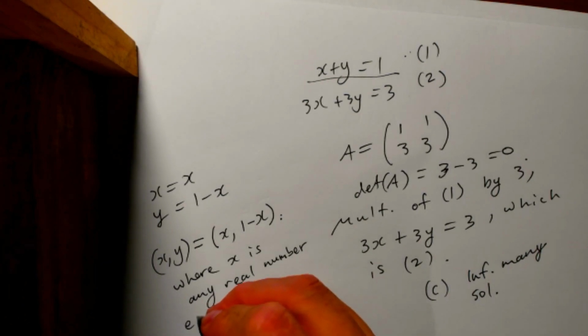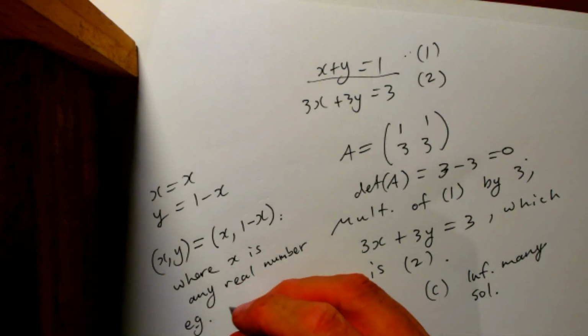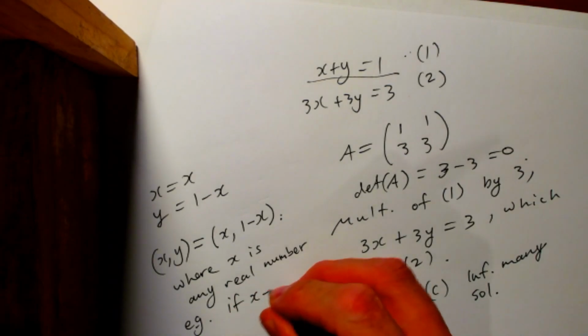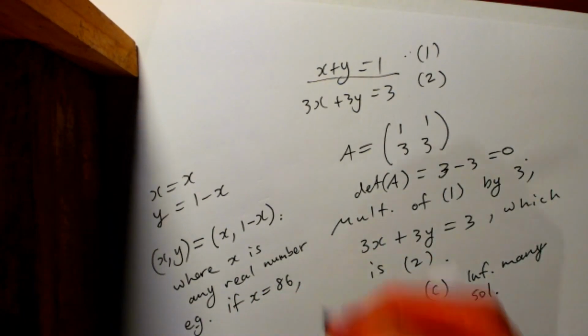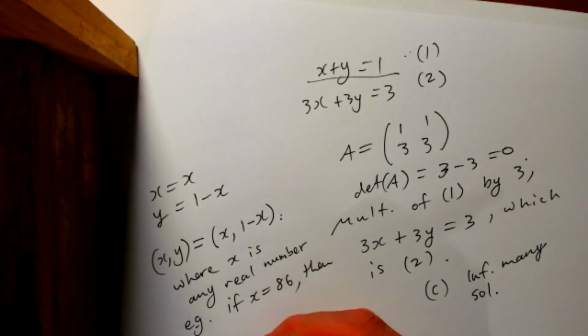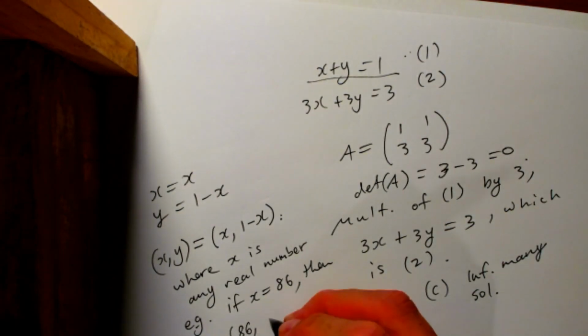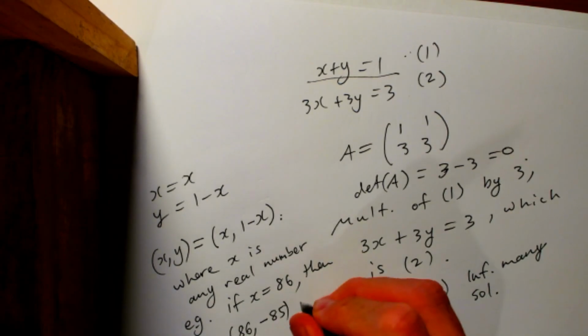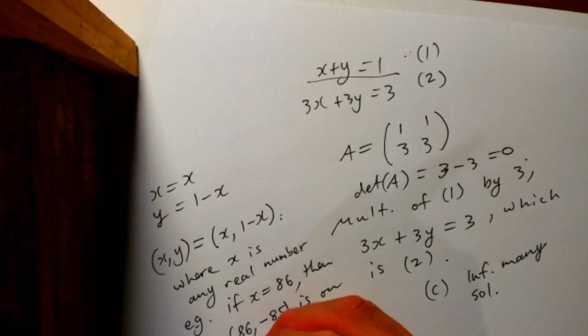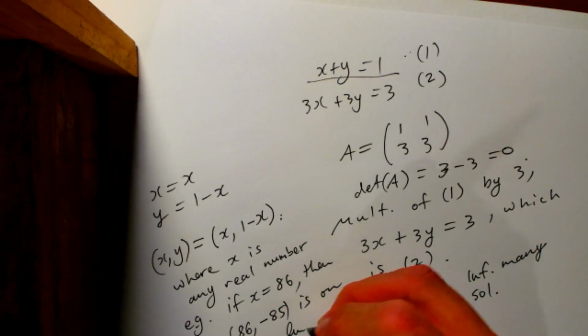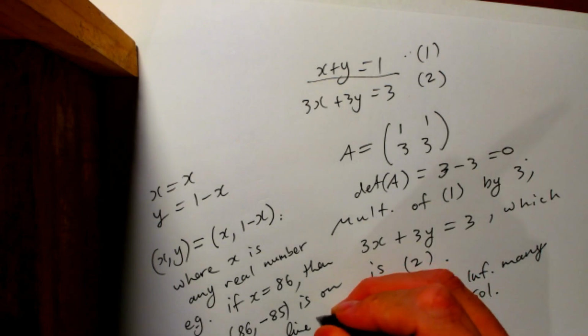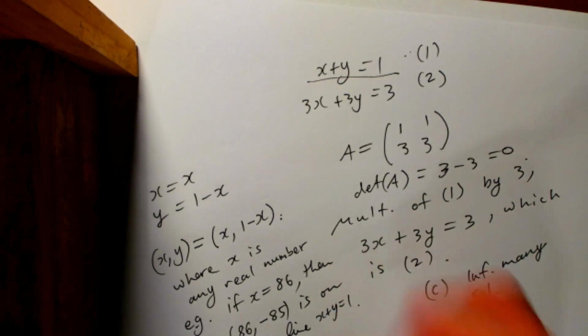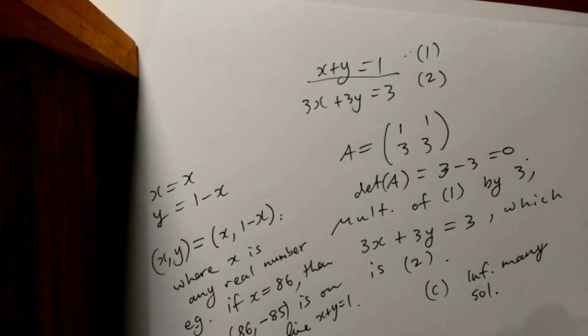For example, if x is equal to 86, then the point (86, 1 minus 86, which is minus 85) is on the line x plus y equals 1. All right, let's move on.